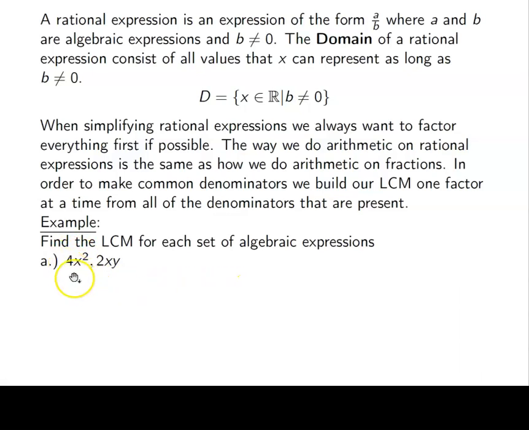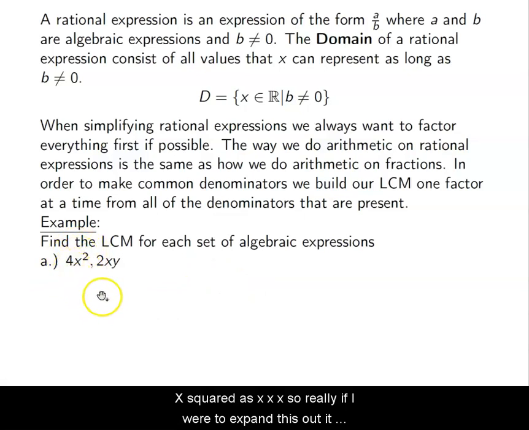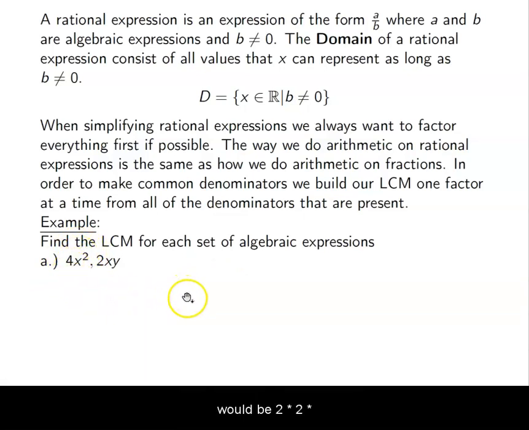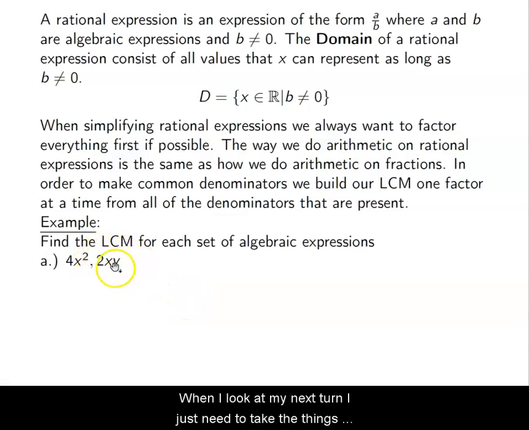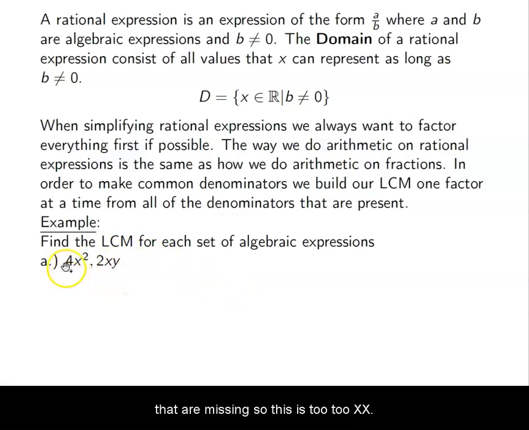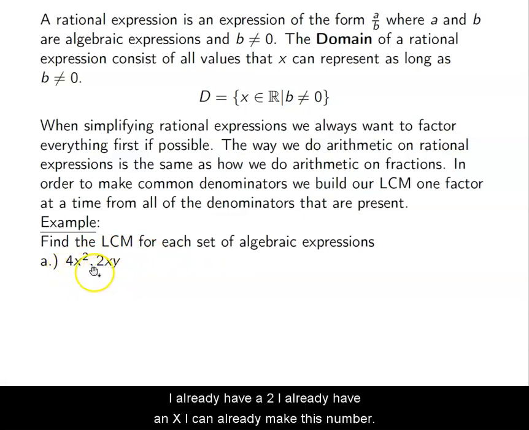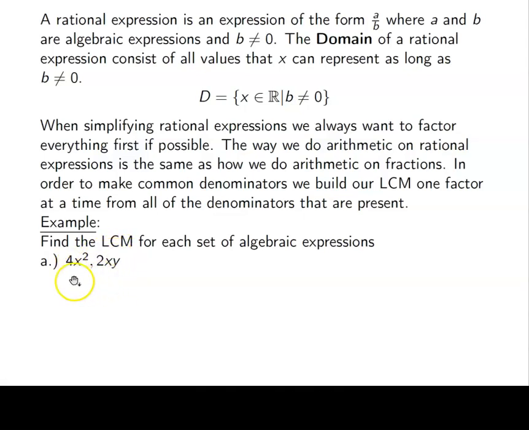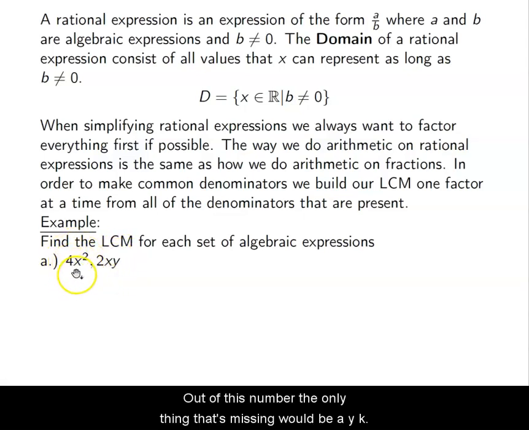4 is 2 times 2, x squared is x times x. So really, if I were to expand this out, it would be 2 times 2 times x times x. When I look at my next term, I just need to take the things that are missing. So if this is 2xx, I already have a 2, I already have an x. I can already make this number out of this number. The only thing that's missing would be a y.